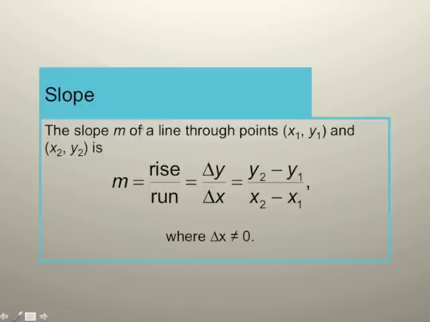So the slope of a line, m, through the points (x1, y1) and (x2, y2) is rise over run. Notice it's change in y over change in x: y2 minus y1 over x2 minus x1, where the change in x is not 0 because, again, we cannot have 0 as the denominator of a fraction. It's very important to remember to start with the same point as you're doing the change in y over change in x.